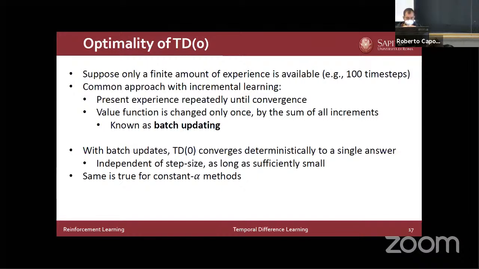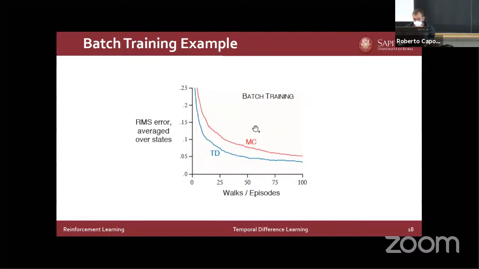If you do this kind of update, with batch updates, TD(0) will converge in a deterministic way to a single answer, independent of the step size, as long as the step size is sufficiently small. The same will be true also for constant alpha methods. So if you look at batch training and compare over the same task that we were looking at before, the prediction of the value of a certain state in the random walk case, with batch updates you will see that temporal difference methods still behave better, in the sense that they learn quicker than Monte Carlo methods.